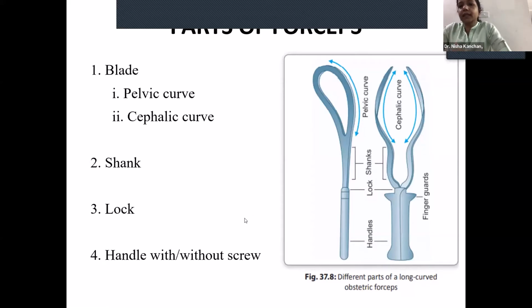Then the handles, for which you pull. You have to remember that forceps has two branches. Sometimes some people will say that two blades make the forceps. You put the left blade first and then the right blade. So branch and blade can be used, but the correct terminology is that an obstetric forceps consists of two branches. Each branch has a blade, a shank, a lock, and a handle. Next slide, please.